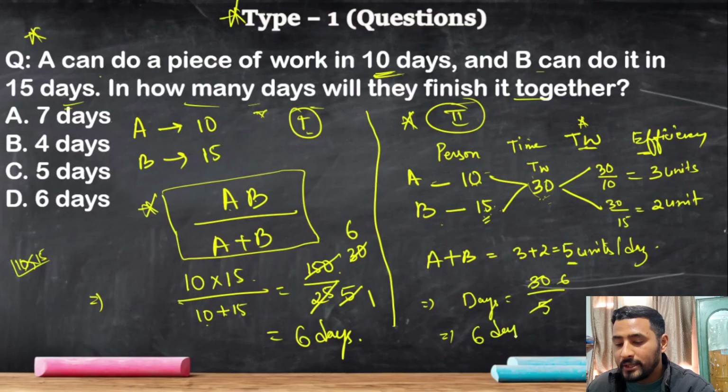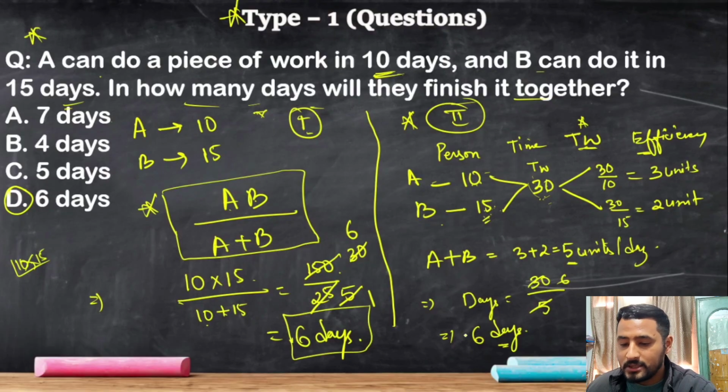Together, A and B can take 6 days to complete the total work. So the answer will be option D. Here also we got 6 days, right? We get 6 days here also. You can use either this method or that method, but I prefer this method.